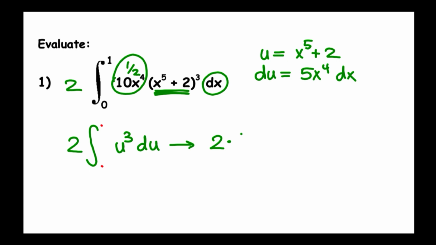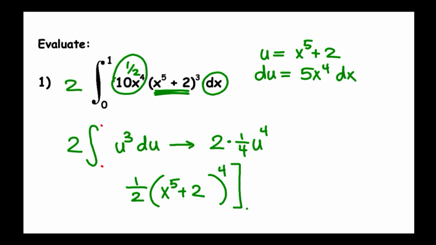U to the 3rd being integrated will be 1/4 u to the 4th. All right, so that's going to be 1/2 u to the 4th. Let's put the u back in: x to the 5th plus 2. And then again, now that we're back to x's, now I can put the 1 and the 0 in. Let's go from 0 to 1. I'll leave the 1/2 out like I usually do.